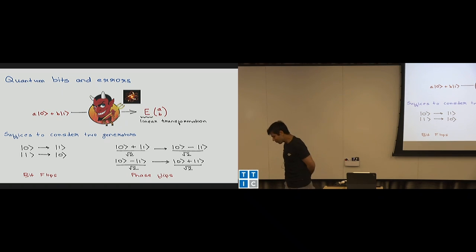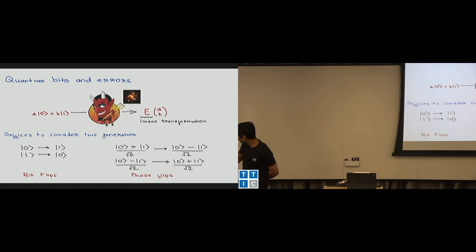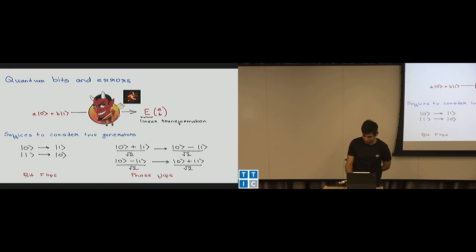I'll not talk a lot about why it's sufficient to consider these two, but they can form a basis for the space, or you can write other unitary transformations as products of these. It's on the Pauli group. Sorry, yes, the errors we will consider will be generated by this. So let's stick with these two kinds of errors, bit flips and phase flips.